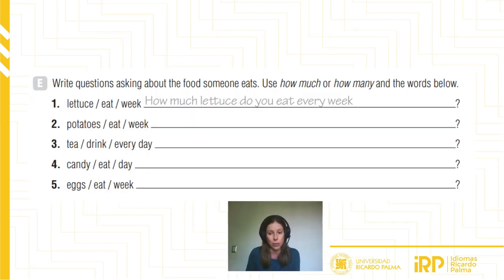The next exercise you can practice at home is this one. You can write questions asking about the food someone eats. Use how much or how many and the words below. For example, with lettuce, eat, and week, what question could you ask? How much lettuce do you eat every week? This is an example. Okay, so you can continue with the next questions and practice.